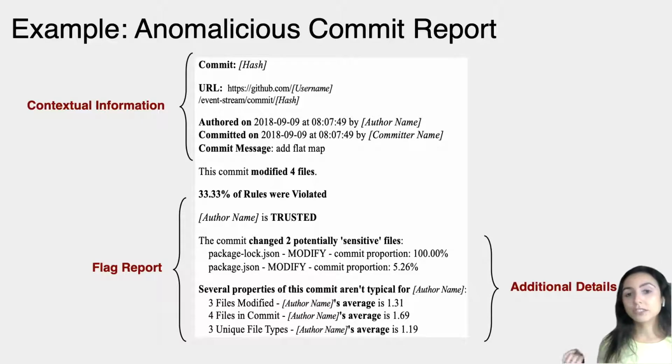And they've changed 2 potentially sensitive files where we actually highlight what change was made and what proportion of commits to that file this author had. And there's also outlier change properties. And again, we give extra contextual information about what that author's average values are for those outliers.